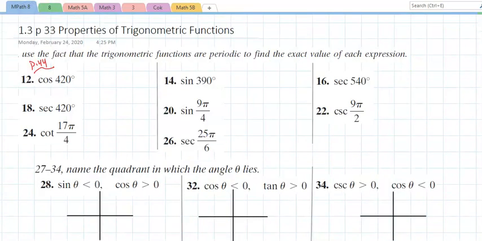I'm going to start with number 12. I'm going to do a few problems. You know what few means, right? All the evens. I'm going to do every even in this. We want to master this idea.